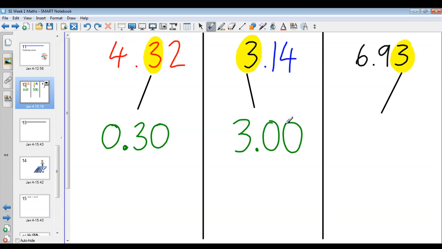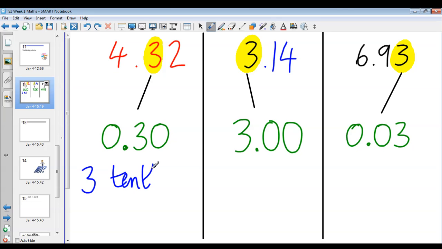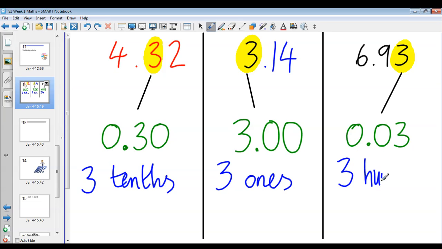And the last number, 6.93, that 3 is actually worth 3 hundredths, which would be 0.03. So I could write those down as 3 tenths, 3 ones, you might say 3 units, different schools say different things, mean the same. And again here, 3 hundredths.